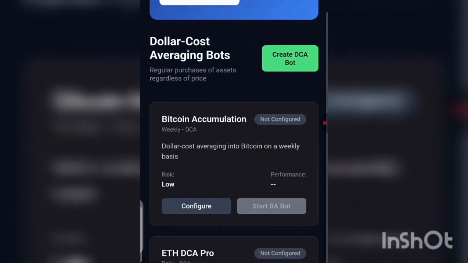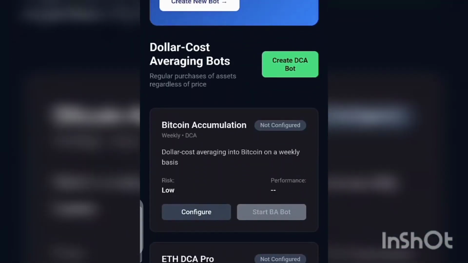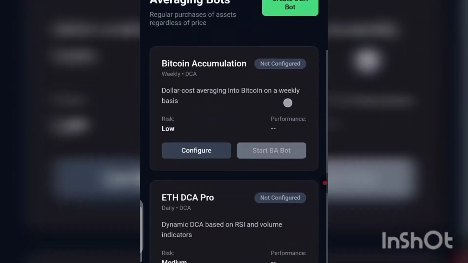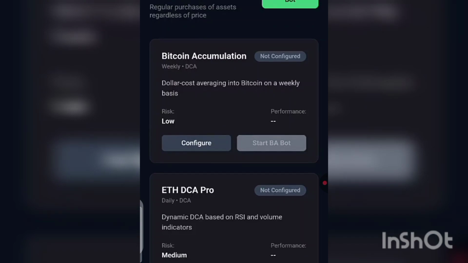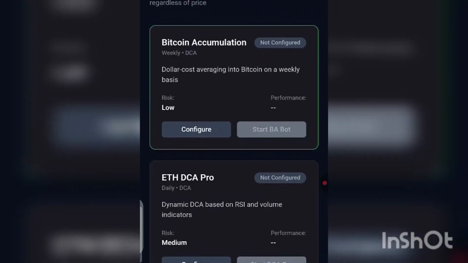So the next thing right now is to click on bot. You can see I clicked bot, this particular place, that was exactly where I just clicked. Now you can see we have three types of bot here. We have DCA, which is the dollar cost averaging bot, and we have ETH DCA Pro, which these two are not the ones we are using. So what you need to do is come down a little bit, and you see this particular place where you see Bitcoin accumulation.